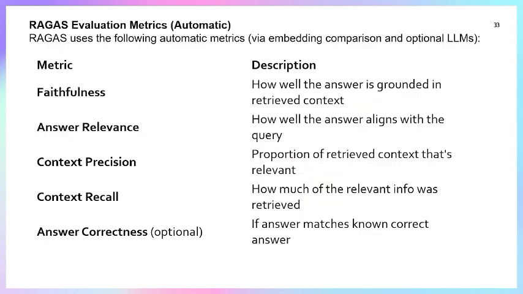RAG evaluation metrics. RAG evaluation metrics are used for automatic evaluation. Faithfulness: how well the answer is grounded in the retrieved context. Answer relevance: how well the answer is aligned with the query. Context precision: the proportion of the retrieved context that is relevant. Context recall: how much of the relevant info was retrieved. Answer correctness, that is again optional: whether the answer matched the known correct answer.